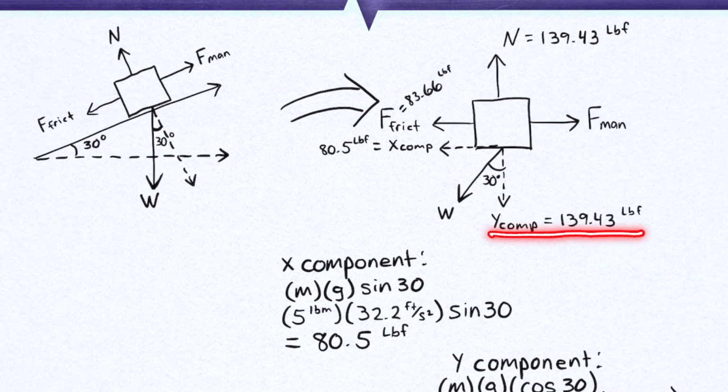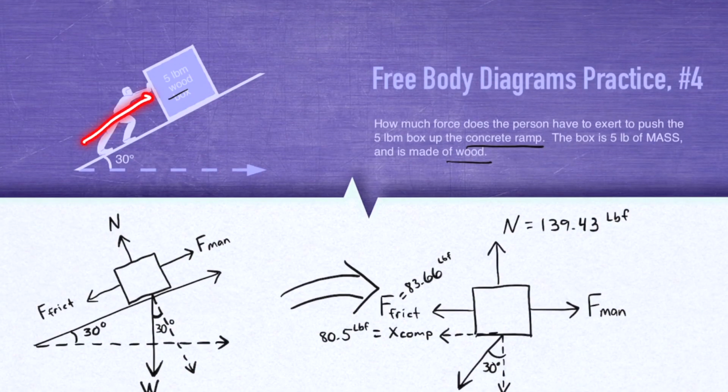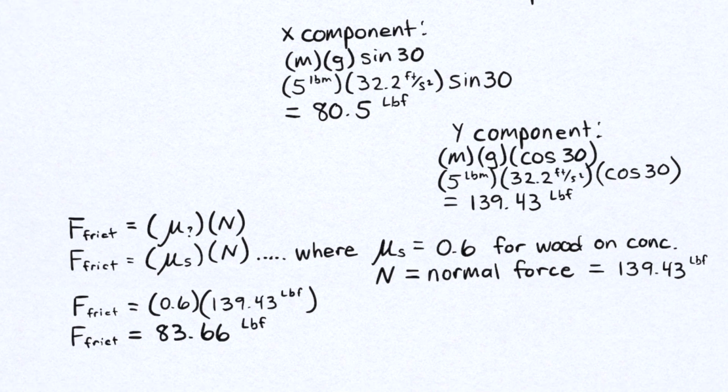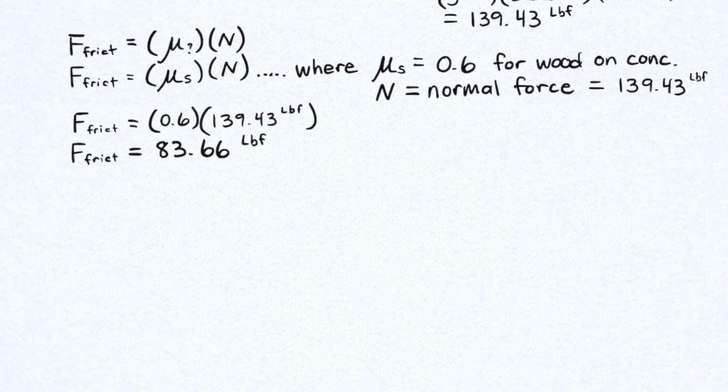The y component is solved for. The only thing that we don't know is F man, which is how much force this guy is pushing the box, but that's what the question's asking, so that's what we're solving for. We're solving for force of the man. So because that's what we're solving for, all we have to do now is find the summation of the forces in the x direction.